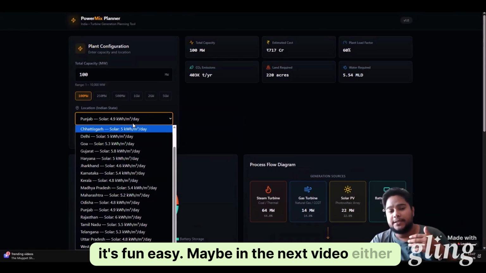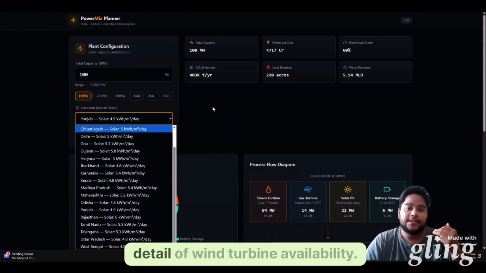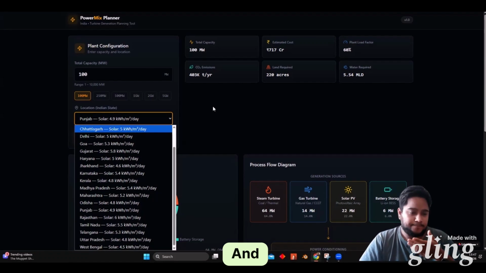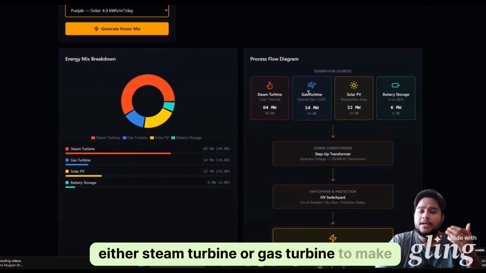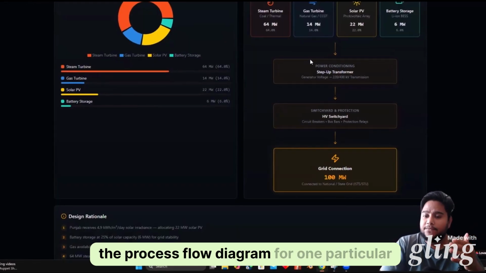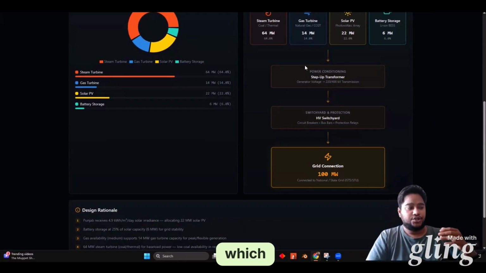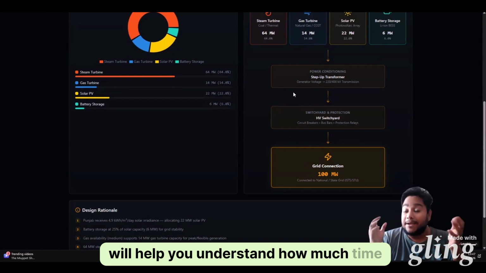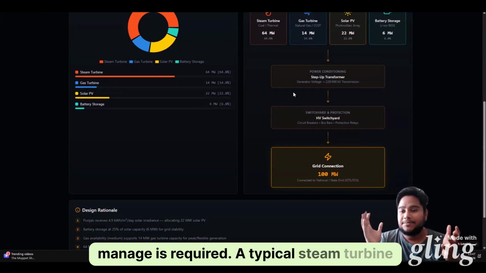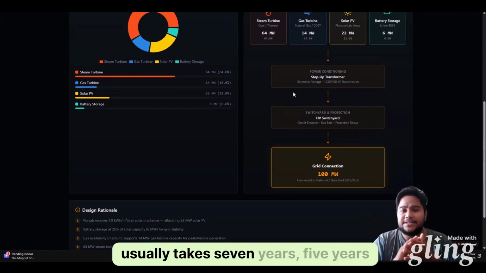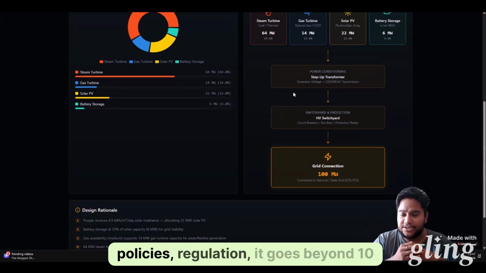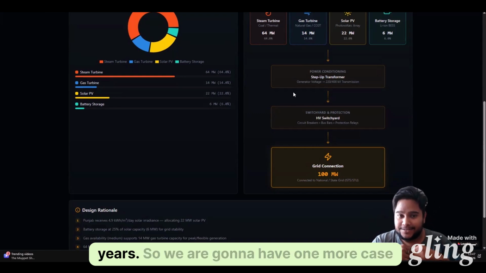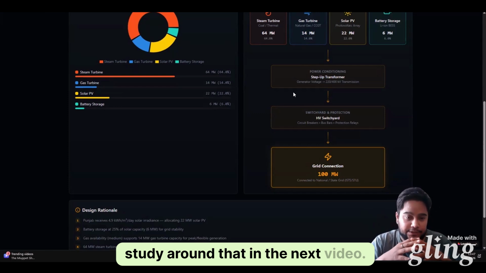Maybe in the next video, I'm going to add one more version with details of wind turbine availability, and I'm going to pick either a steam turbine or a gas turbine to make a process flow diagram for one particular segment, which will help you understand how much timeline is required. A typical steam turbine or gas turbine project usually takes 5 to 7 years, and sometimes with delays in infrastructure, policies and regulation, it goes beyond 10 years. So we're going to have one more case study around that in the next video.